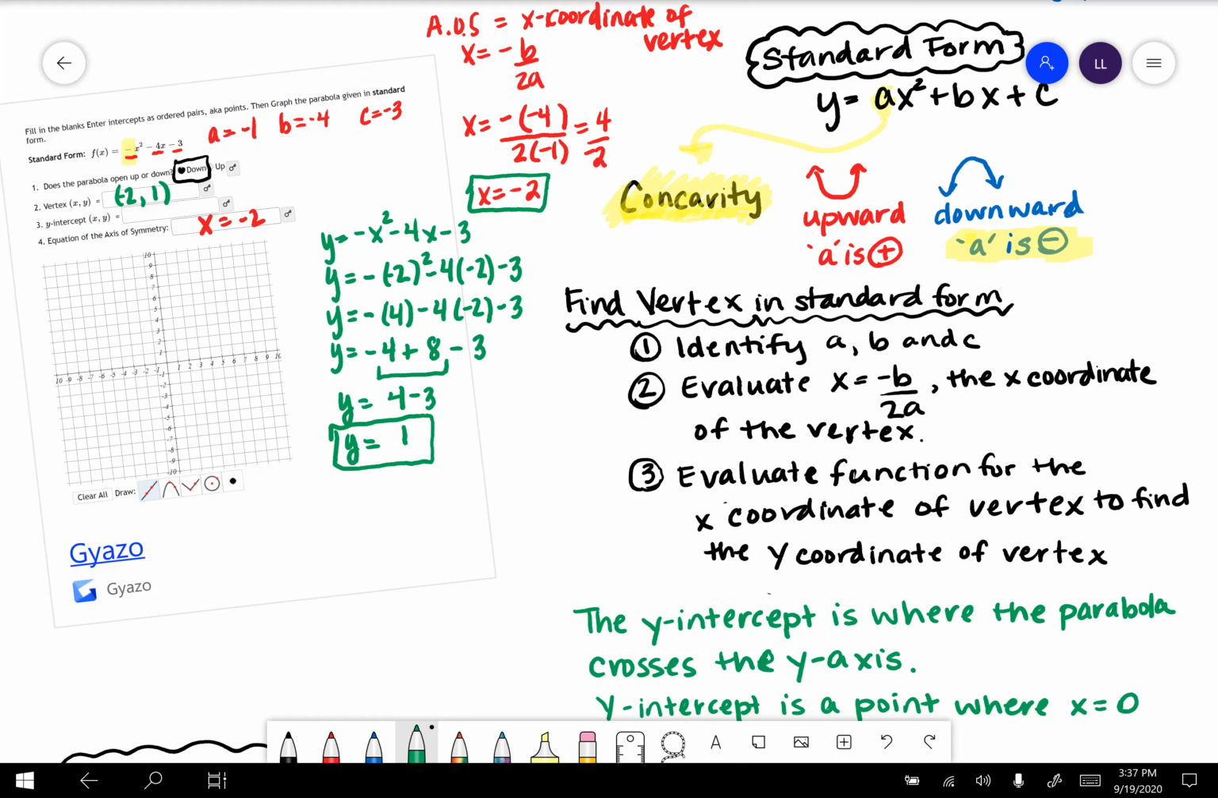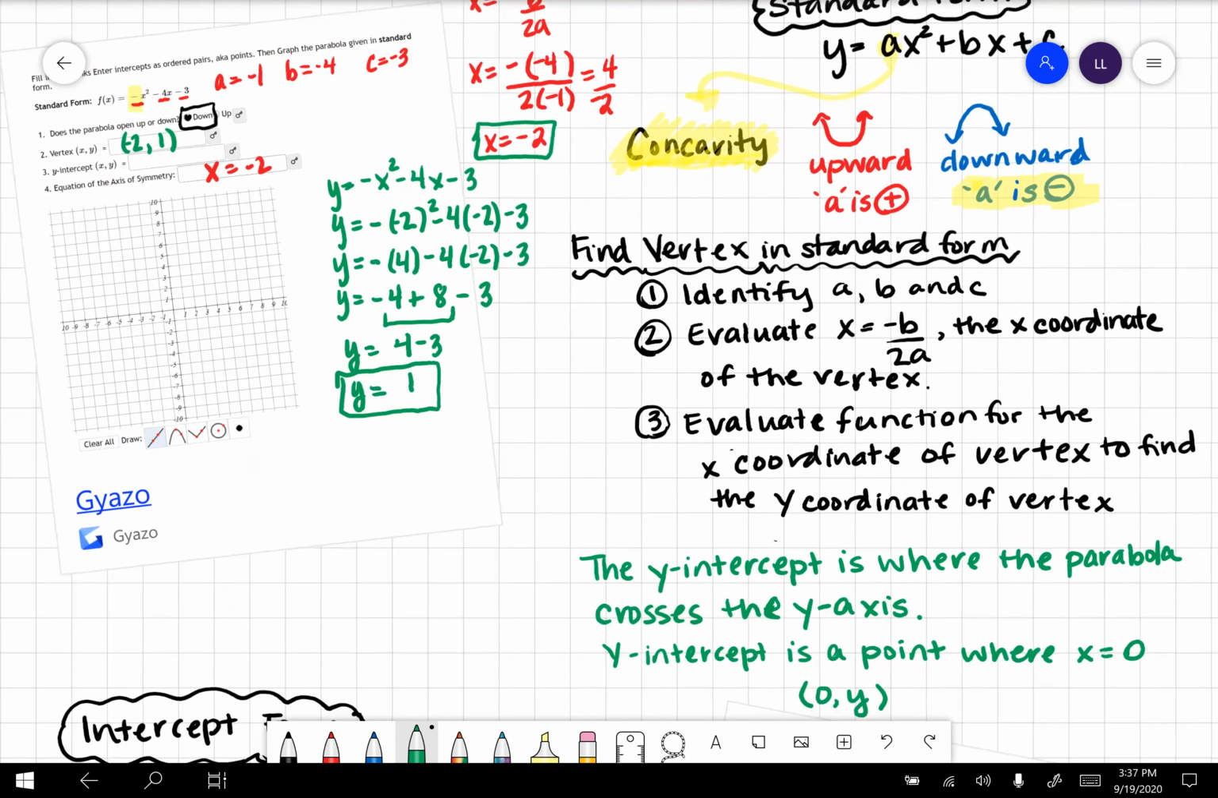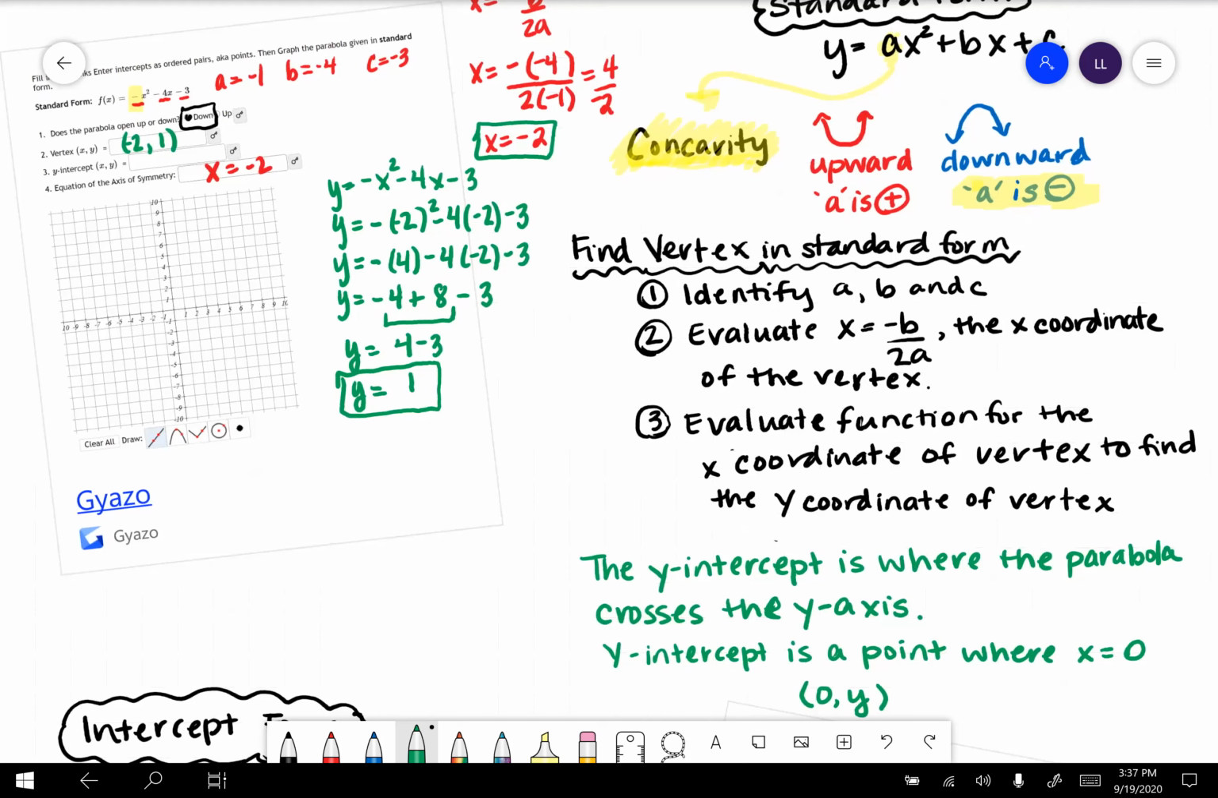Finally, we need to find the y-intercept. The y-intercept is where the parabola crosses the y-axis. The y-intercept is a point where x is equal to 0. So I am going to take my function and plug in the number 0 for x.